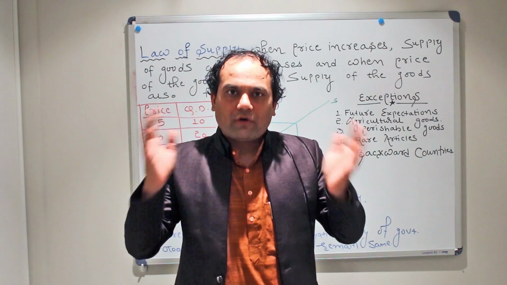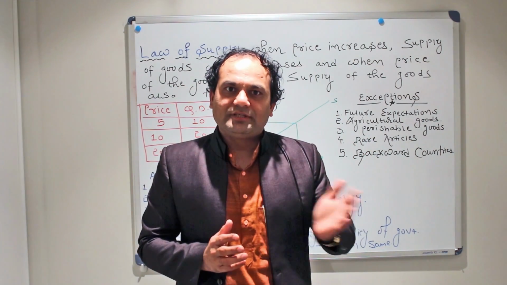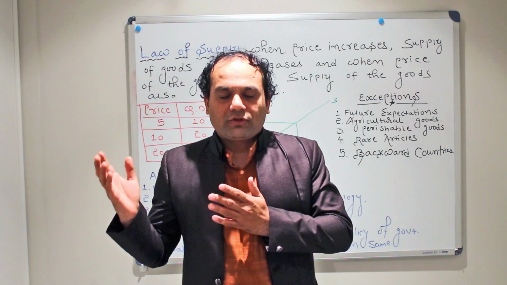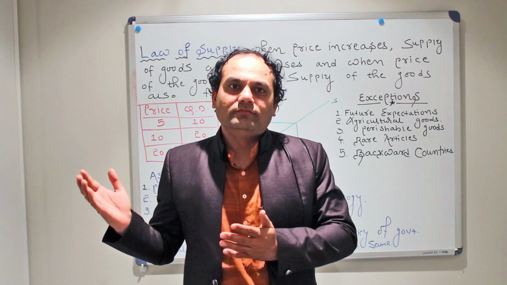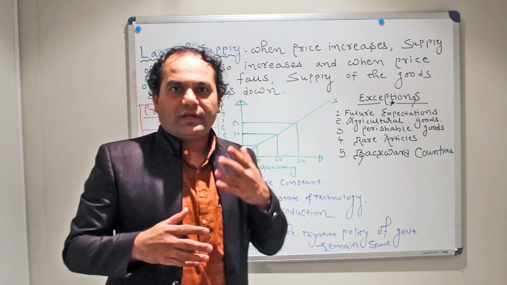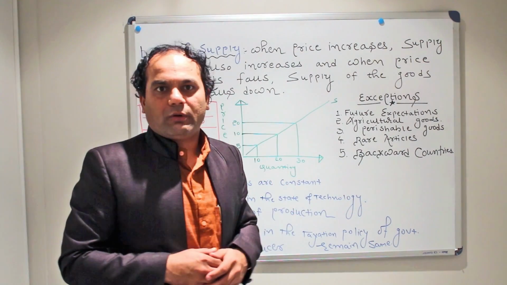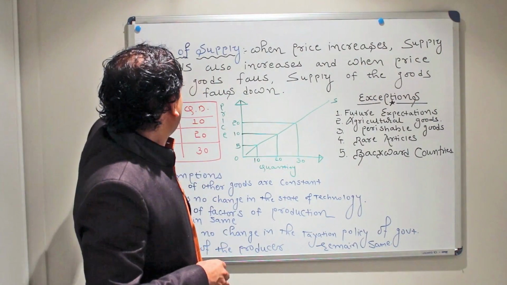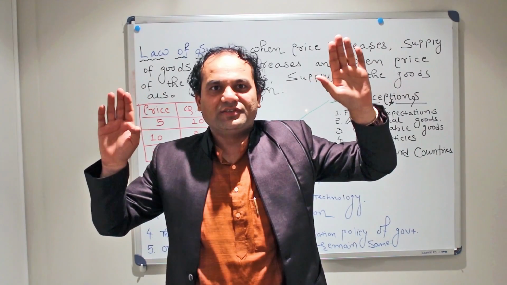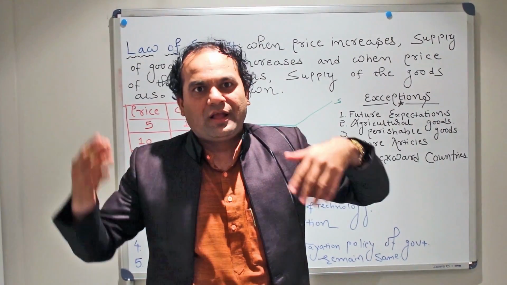Law of demand and law of supply are absolutely essential laws as far as basic economics is concerned, and together they form the market equilibrium concept clearly in our minds. So it is absolutely essential for us to learn the law of supply as well once we have learned the law of demand. Now, you remember the law of demand: when price increases, demand decreases, and when price decreases, demand increases.